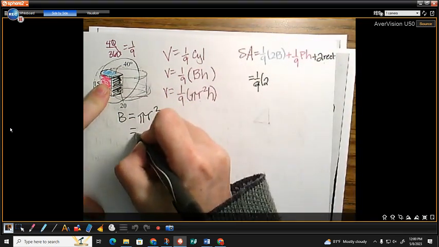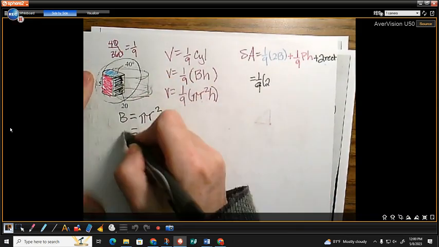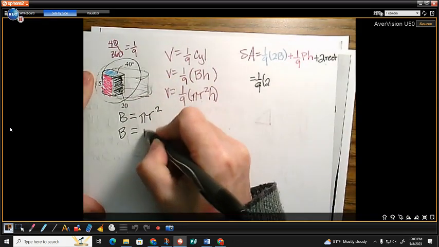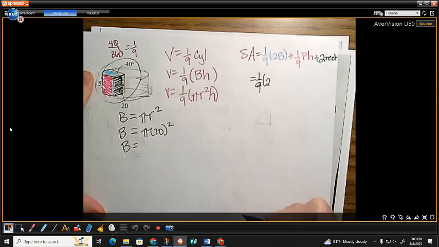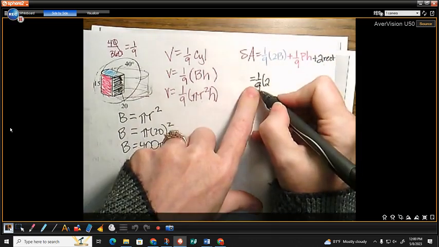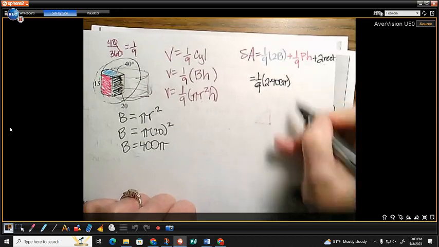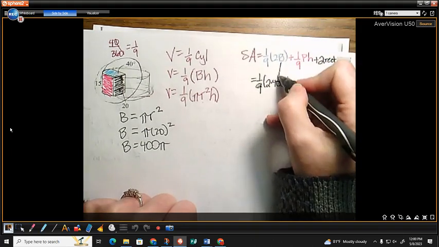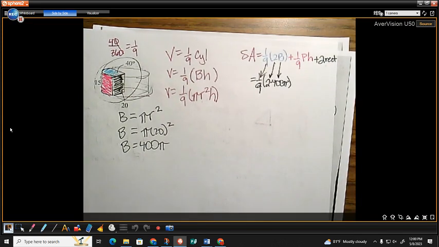And so then I'd have to go, what's my radius? 20. So pi times 20 squared. So what is my base? 400 pi. So it's 1/9 times 2 times 400 pi. I have just parked the b in there. Everything else came down.